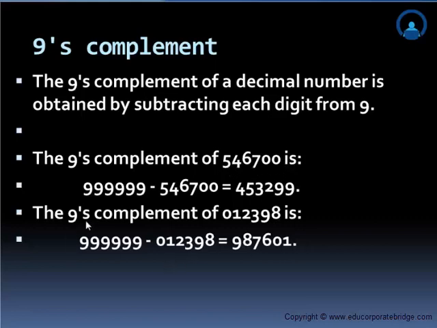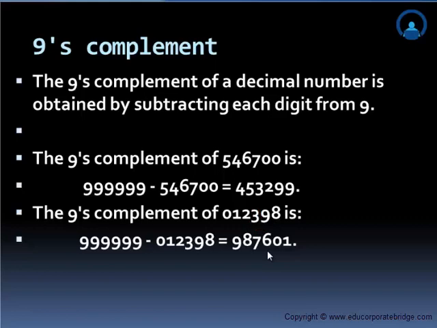Similarly, let us take another example, the 9's complement of 012398. Here there are 6 digits in total, so we take six 9's. We subtract 012398 from 999999, and the resultant obtained is 987601.